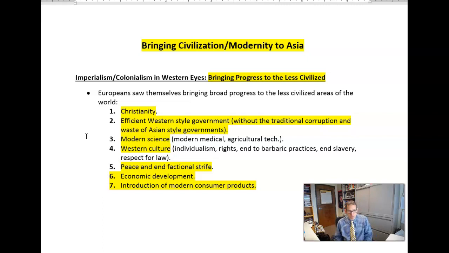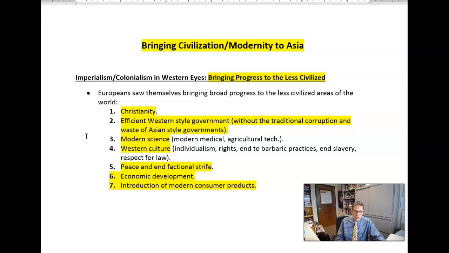A more efficient Western-style government without traditional corruption and waste of Asian-style governments could be, and again, could be, because that's complicated, and I want to be careful with that. Because when you're a colonial administration, there's a lot of exploitation that goes on too. But there also can be some positive aspects of Western-style government as well. So it could certainly be a mix.